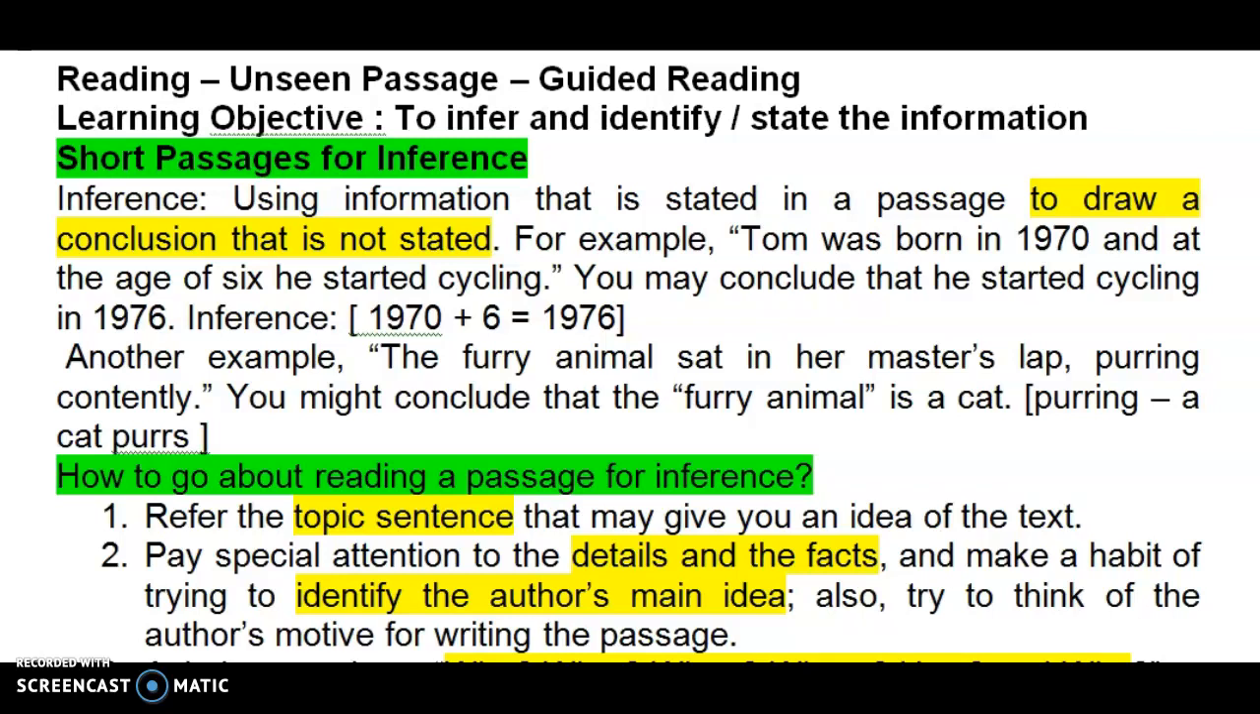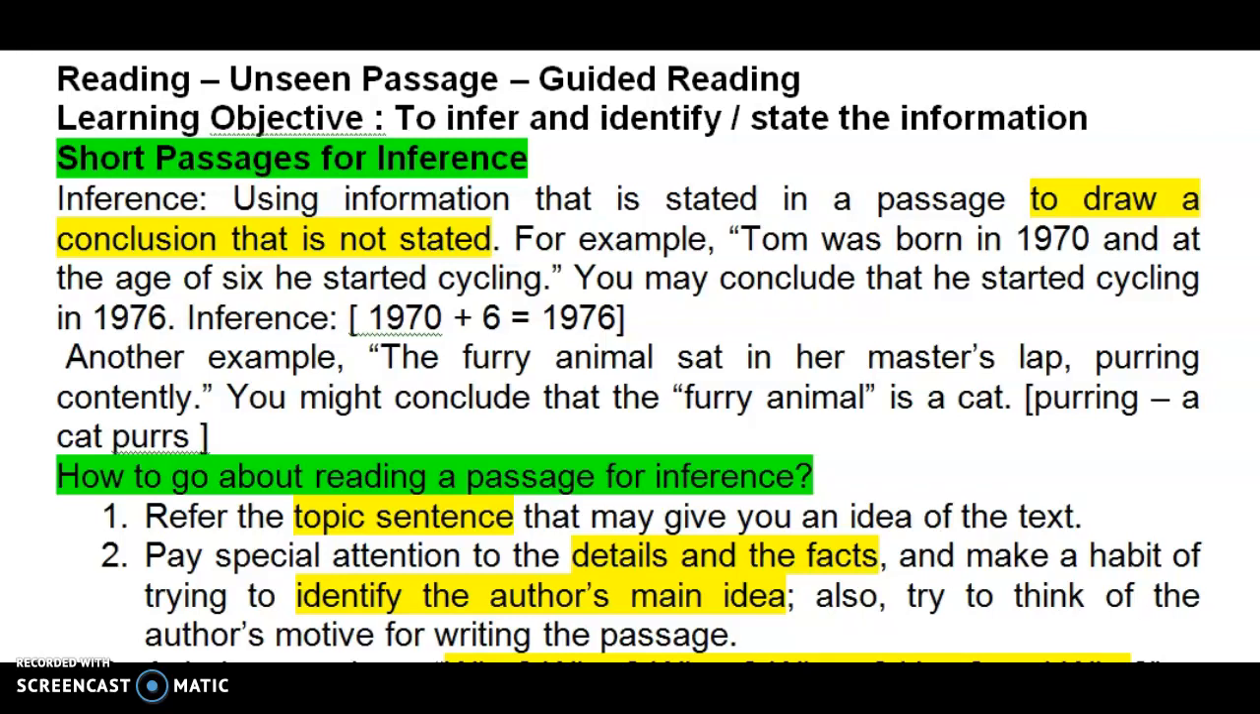For example, if I were to say Tom was born in 1970 and at the age of 6 he started cycling, you may conclude that he started cycling in 1976. Now, how did you infer that? You looked at his year of birth, 1970. You added 6 years to it because at the age of 6 he started cycling, and you reached the point that is 1976, and that is how you were able to infer. You read in between the lines.